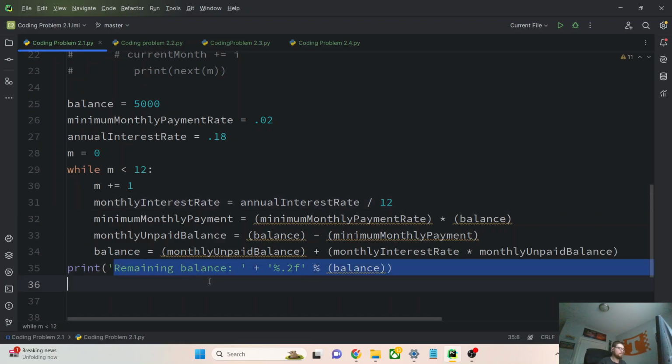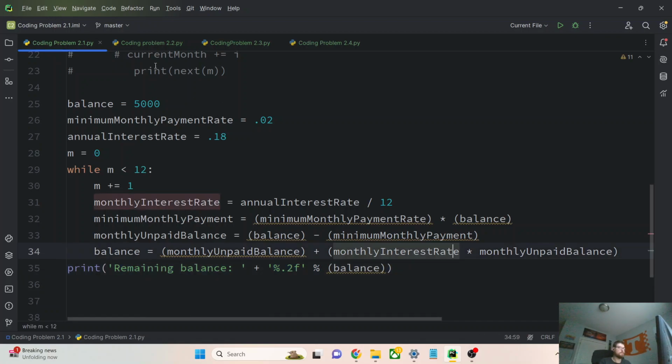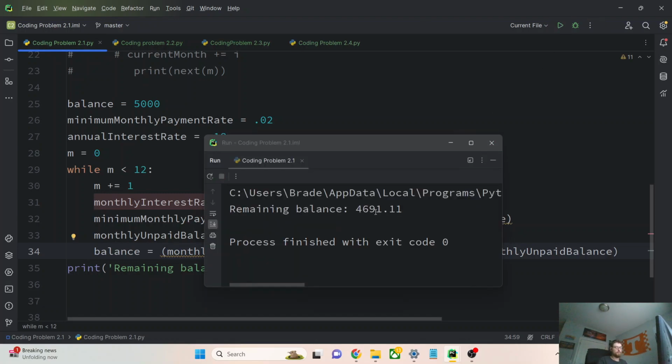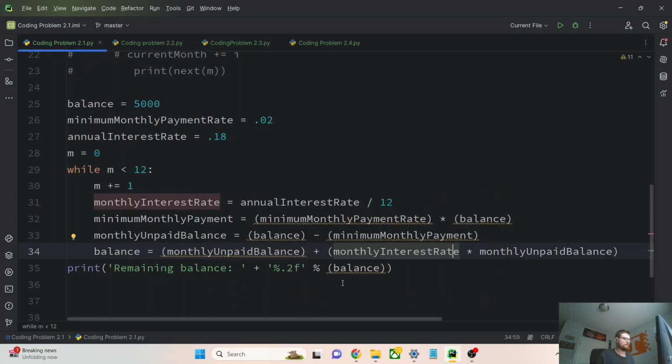So then we're just going to print the remaining balance, and this right here says we're going to print to 2 decimal places. So let's go and run it. There we go. We got 4,691.11. So that should be our outcome here.